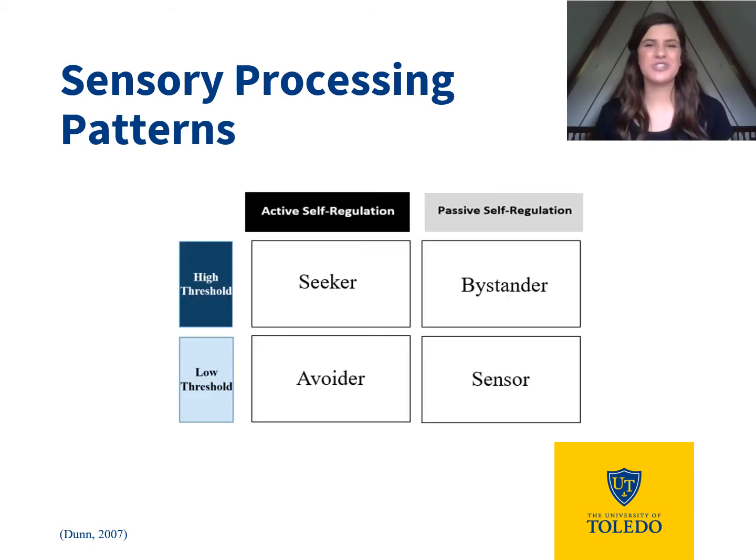Since there are two thresholds and two different self-regulating strategies, we end up with four different sensory patterns. The patterns include seeker, bystander, avoider, and sensor. I will go into each pattern to explain more in the upcoming slides. But if you ever heard someone say, oh, he's definitely a sensory seeker or she's definitely an avoider, this is exactly what they're talking about.